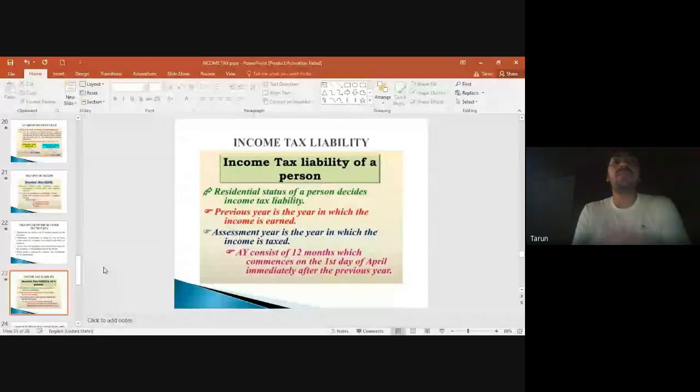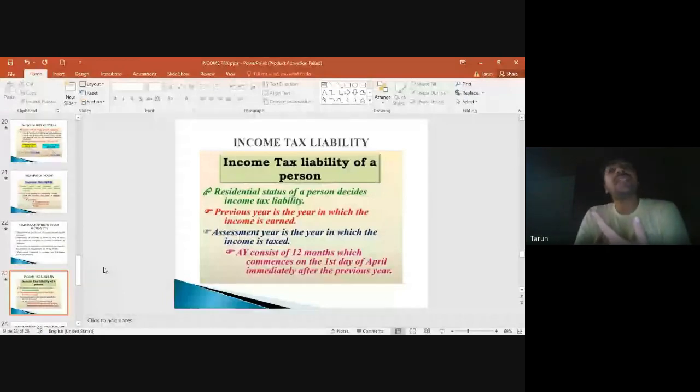There are three factors. First, we need to check whether the particular person has residential status in a country or not. They are the rules. We will read out in the upcoming slides whether the person has residential status in India or not. We need to find that out first to estimate the tax liability of a person.